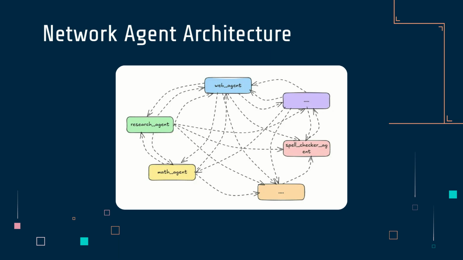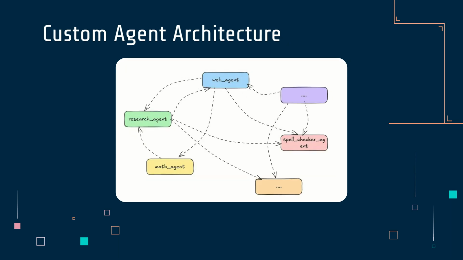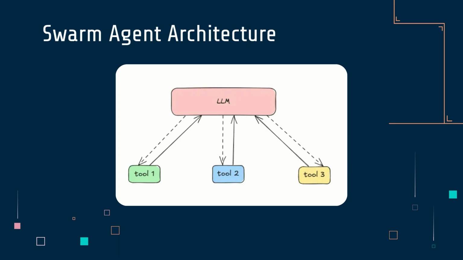They're all connected within one network. And then we have the custom agent architecture. In the custom agent architecture, you, as the programmer or the AI engineer designing this AI system, can control which agent can talk to which other agents. So I can see that the research agent can talk to the spell checker agent, but the math agent cannot talk to the spell checker agent. So I have that fine-grained control to tune things the way I want them to be. And that's really the power of custom agent architecture.